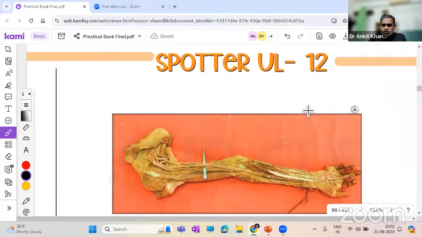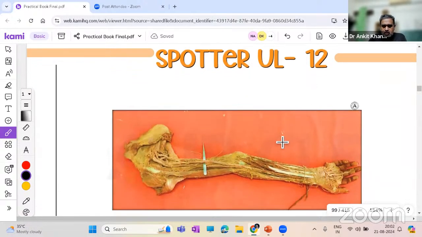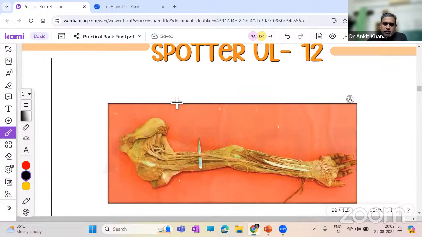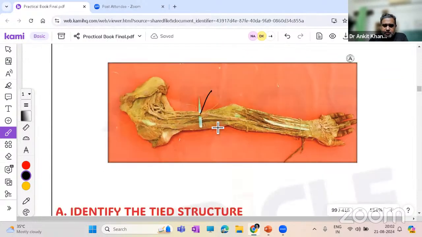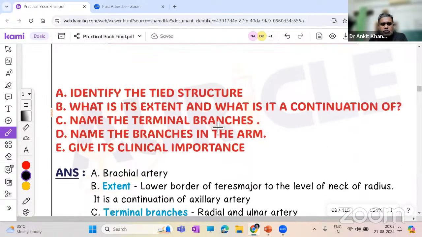This is one more image over here. What is it? It is again a continuation of the axillary, so obviously it is the brachial artery. Simple. Again, all the questions on the brachial artery. What is the extent of it? From the lower border of teres major, it divides in the cubital fossa, near the neck of the radius, into the radial and ulnar arteries. So the extent of the brachial artery is in the arm only. Therefore, the name is brachial artery, because brachium means arm. Understand? The Latin meaning of brachium is arm.